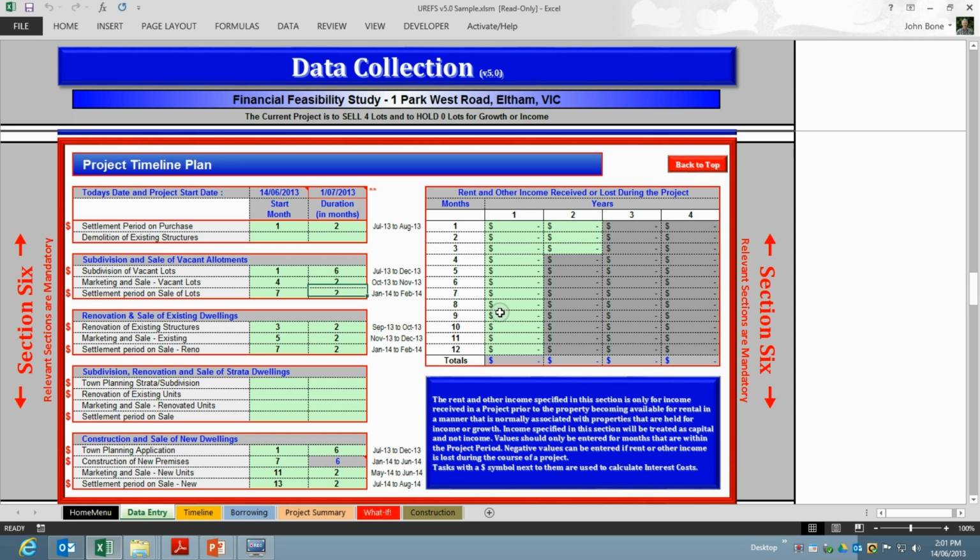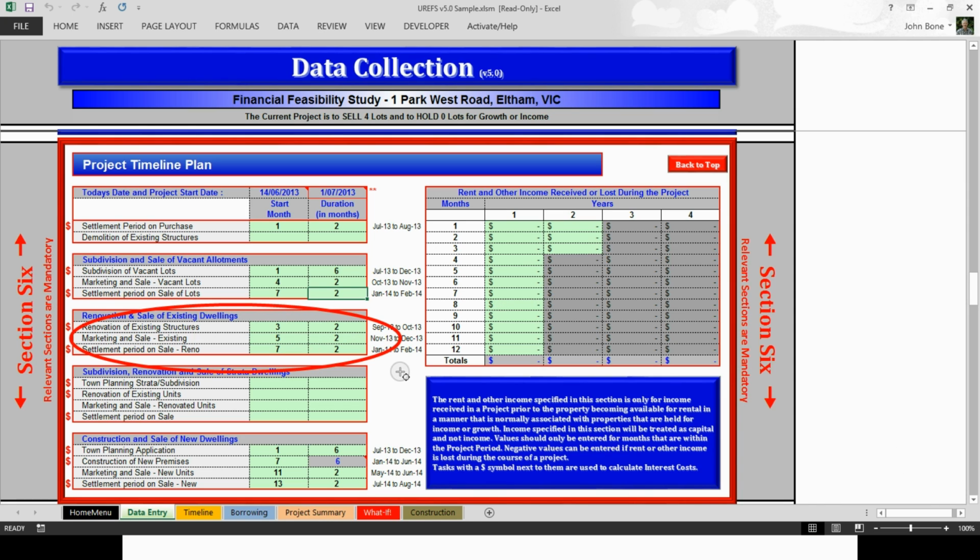The next group of tasks relates specifically to the renovation and sale of any existing dwelling, and in our project we are intending to renovate the existing dwelling. Therefore we need to fill out a start month and duration for each of the tasks in this section. If the project that is being undertaken does not involve any renovations, then similar to the subdivision process, these can all be left blank. In this case we would anticipate starting the renovation immediately we had acquired the property, and therefore, following the start month of 1 for settlement, and a duration of 2 months, we would be able to commence the renovation of the existing structure in month 3, and we would anticipate that it would take 2 months.